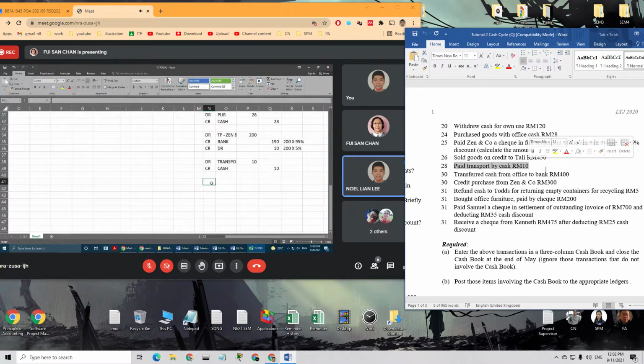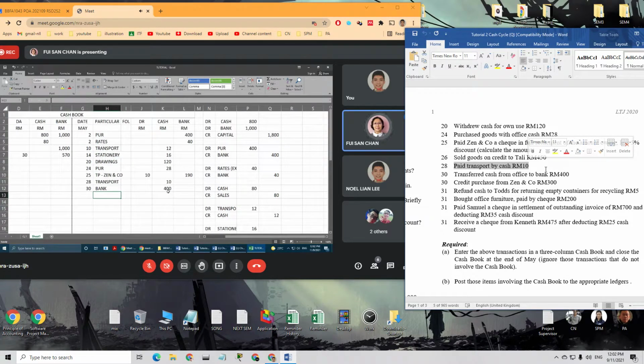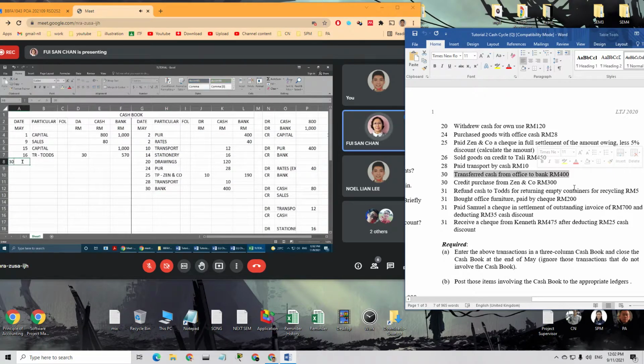Debit bank. Yes, debit bank, 400, right? Okay. Credit? Cash. Yes, very good. So here on the 30th, you credit cash, then here you put bank, so people know that this 400, you banked into the bank. Then come to here on the 30th, the bank received 400, from where? From cash.